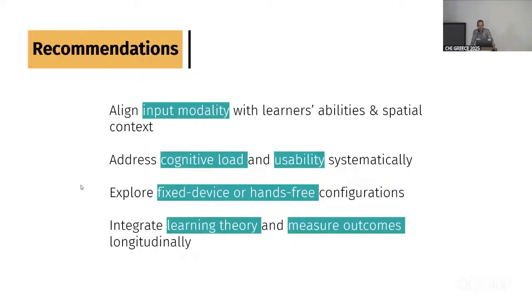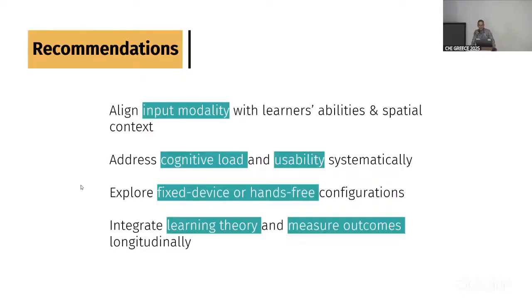Based on these findings, we suggest, first of all, to align the input modality with a learner's abilities and context. So don't give complex 3D manipulation to preschoolers and don't limit engineering students to multiple choice buttons. To address usability and cognitive load, for instance, too many gestures can overwhelm learners, while simple buttons may not be engaging and effective enough. Explore fixed device or hands-free setups. For example, imagine a tablet fixed on a stand so that learners can use both hands for tangible interactions.